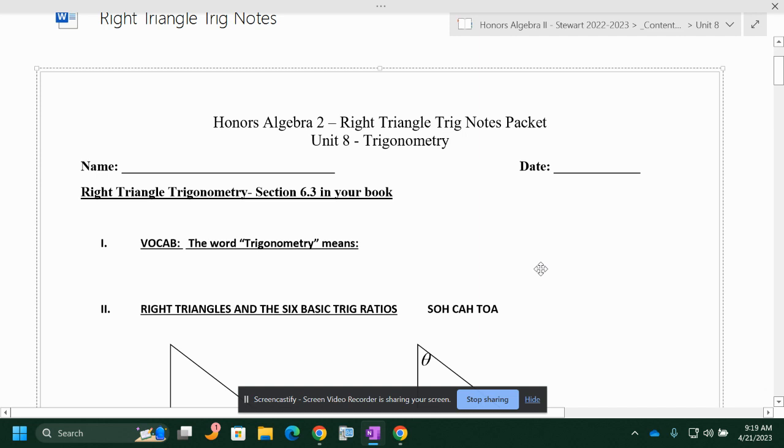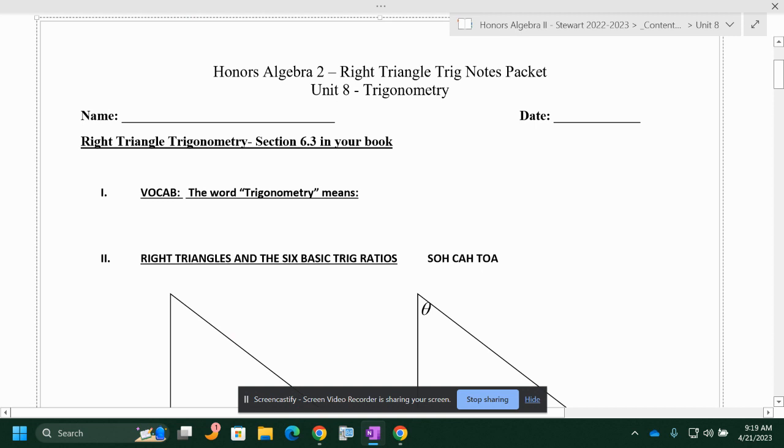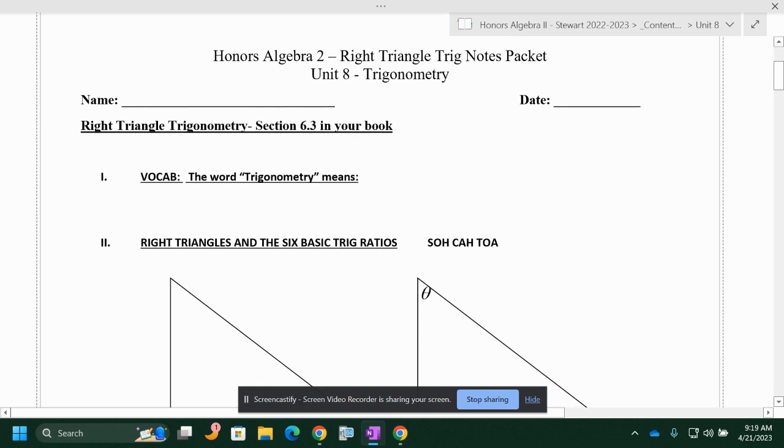Hi everyone. Today we're going to talk about right triangle trig. Mainly just going over some basics in this video. Stuff you've probably seen before, I'm assuming, in geometry. Trigonometry is really the branch of math that concerns specific functions of angles and their application to calculation.